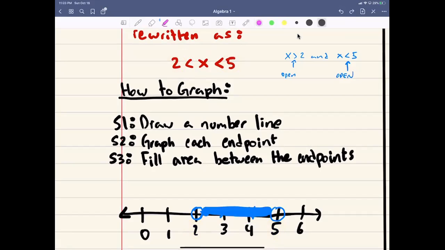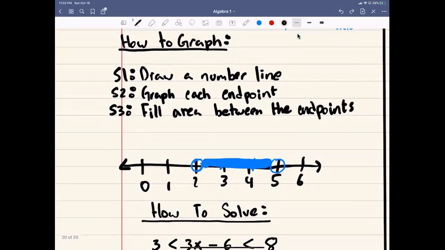We're going to have more opportunities to graph compound inequalities, right? But it's just the general gist of it, right? You're going to draw a number line. You're going to graph your endpoints. So in this case, it's 2 and 5. And then you're going to fill the area in between. And that's going to make our life easier if you remember that, right? All right, so moving on. That's just how you graph it.